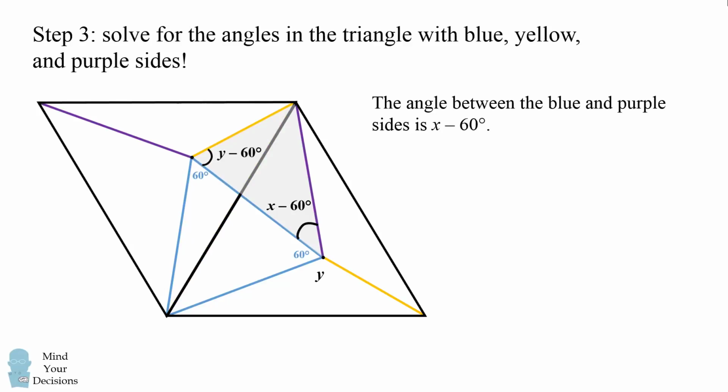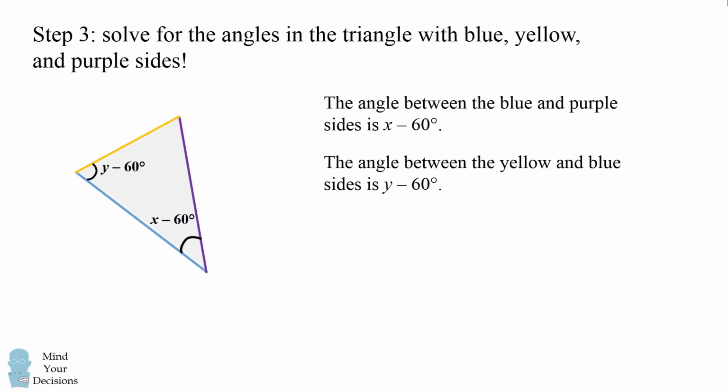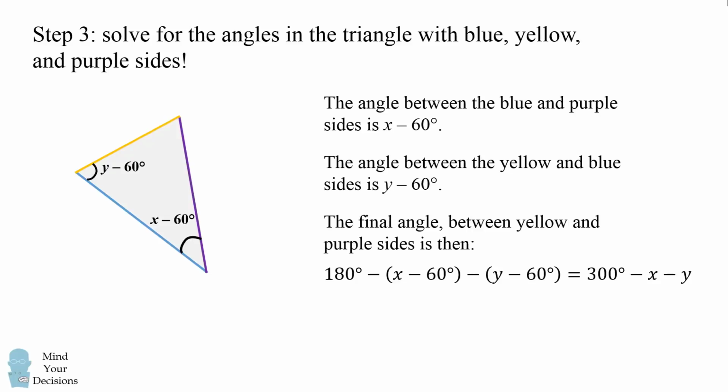So we figured out two of the angles in this triangle, and we only have one more angle to figure out. So how can we figure out this final angle? Well, the sum of the angles in a triangle is 180 degrees. So the final angle will be 180 degrees minus each of the two angles we know, x minus 60 and y minus 60. So this will result in the angle of 300 minus x minus y. And that's the ingenious solution to this seemingly impossible problem. Did you figure it out?